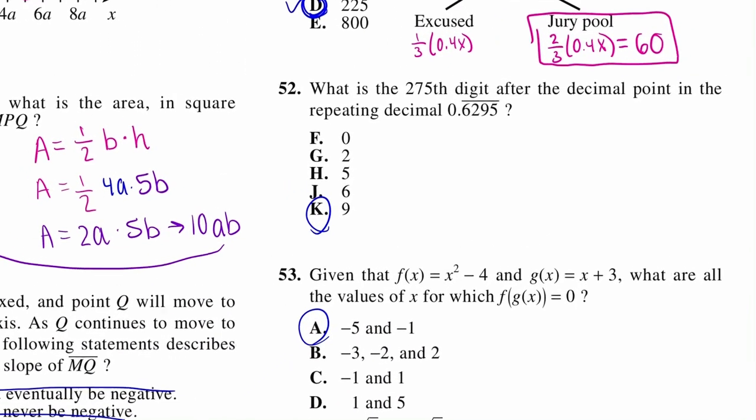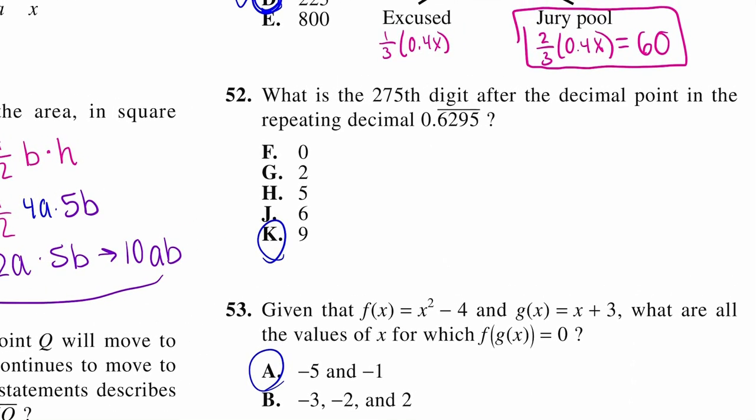52. What is the 275th digit after the decimal point in the repeating decimal 0.6295 repeating? So I see 1, 2, 3, 4 digits. So let's take 275 and divide that by 4. 275 divided by 4, I get 68.75, or 0.75 is 3/4, right?